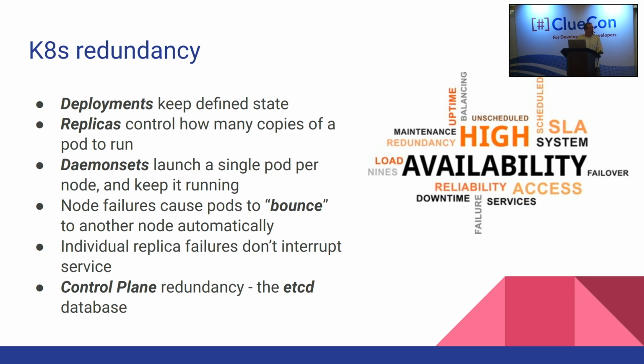Node failures cause pods to bounce. That just means that they're shut down and they're started somewhere else. Now, the way a pod is designed, it shouldn't matter if it dies and starts somewhere else. There should be replicas that are handling the load while it goes down and comes back up. So if you've designed your workload correctly, then bouncing really has no effect on your service. Individual replica failures don't interrupt service. That's what that means. And then the etcd database I talked about already.